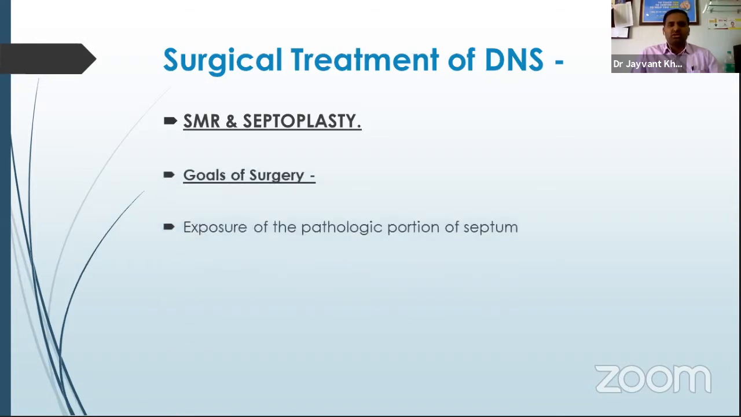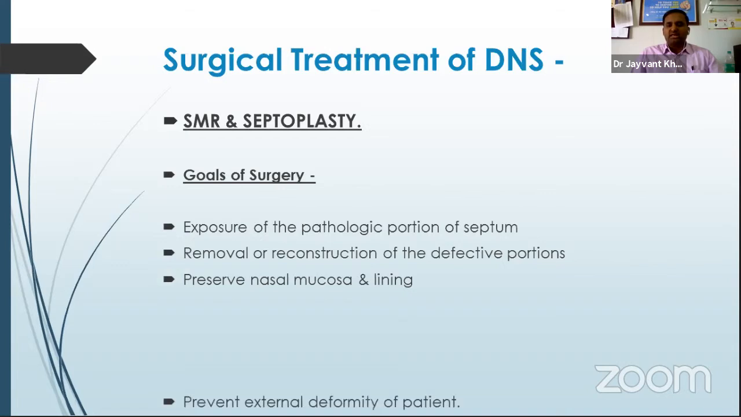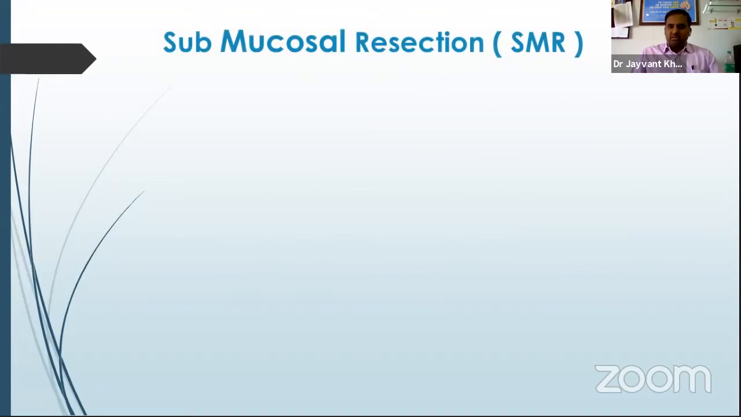Goals of surgery. What are the goals? Exposure of the pathological portion of the septum, removal or reconstruction of defective portions, preserve nasal mucosa and lining, prevent external deformity of the patient. Then we can see the 10 points of any operative procedure, such as deviated nasal septum, tonsillectomy, and so many procedures in the ENT. We will see each and every procedure in terms of these 10 points.